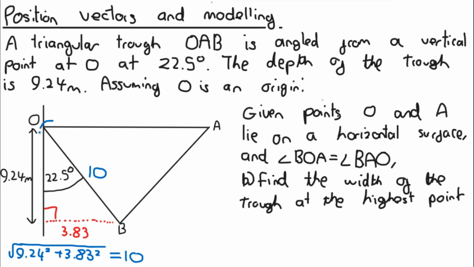We can also figure out this angle here because it tells us that O and A lie on a horizontal surface, and as we know, this is a vertical surface. We've got a vertical surface and a horizontal surface, so this here is going to be 90 degrees. So this angle here is going to be 90 minus 22.5, which again you put into a calculator is equal to 67.5.